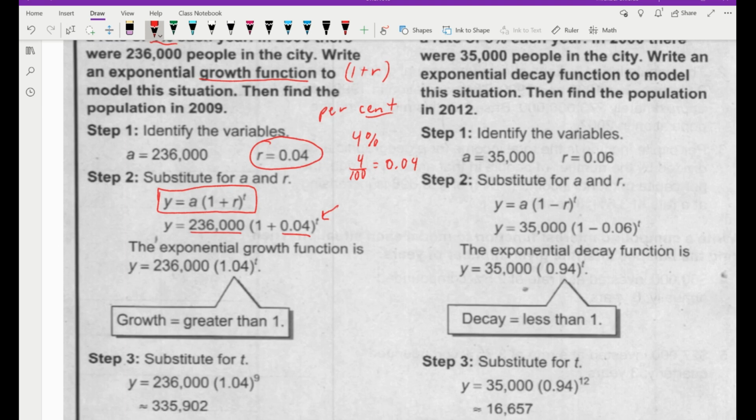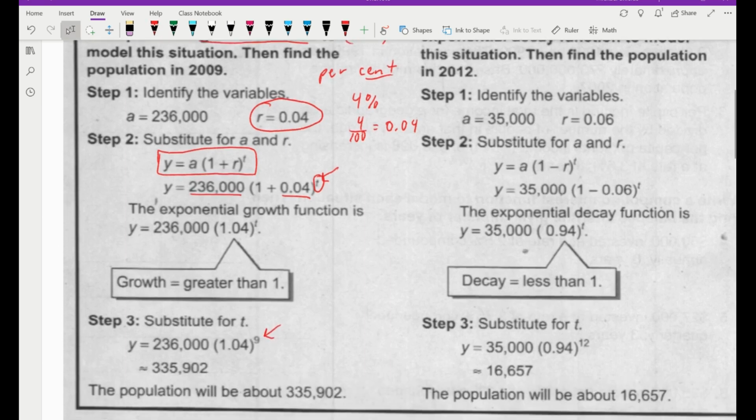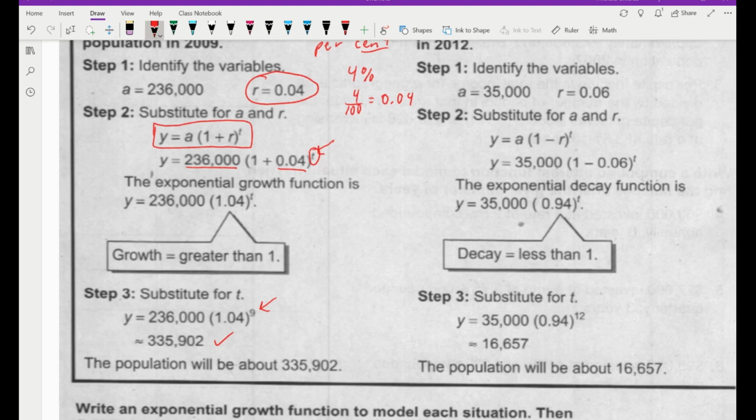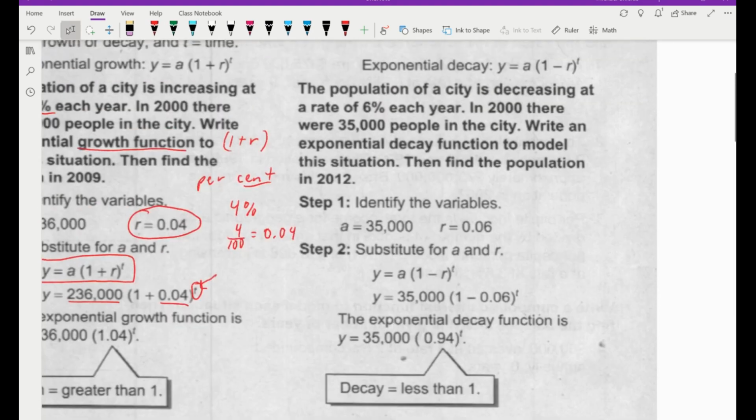So what would t be? What would we plug in here for t? What year? Well, it's going to be 9 years later. So we plug in the value 9. And we just type it into a calculator, and we got right here 335,902.